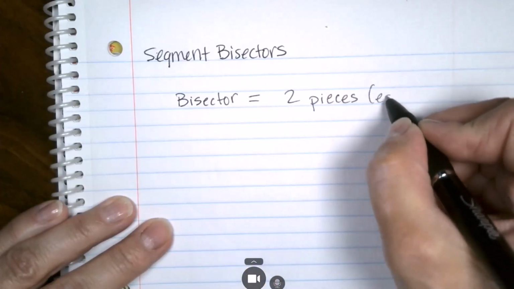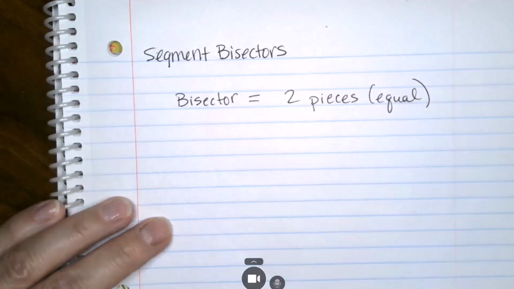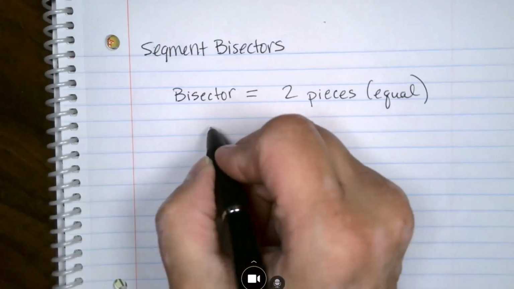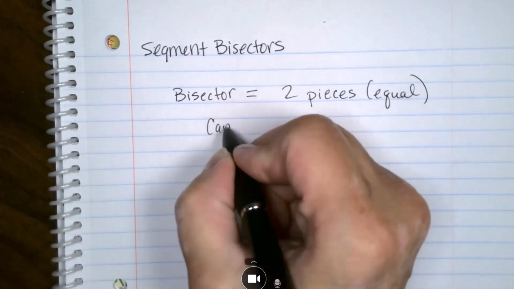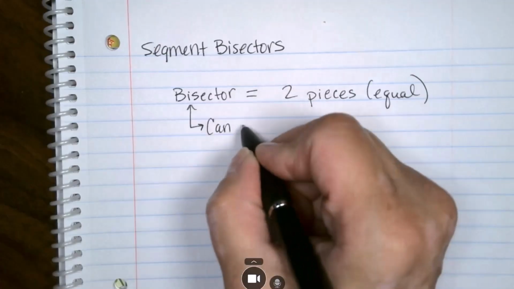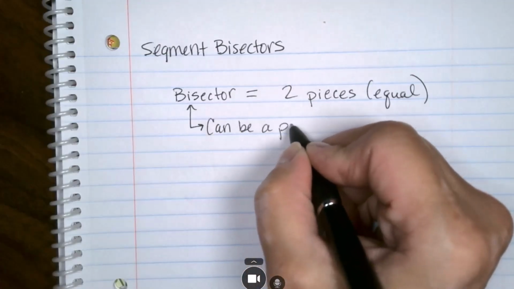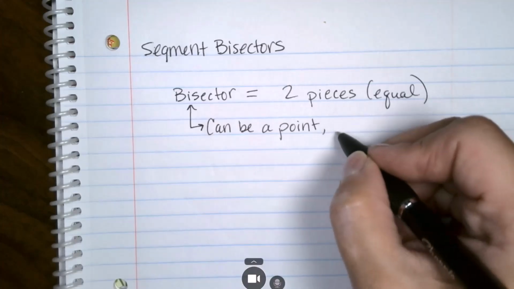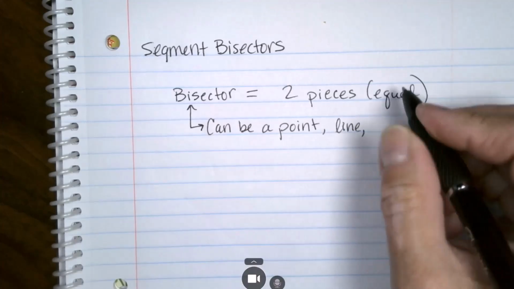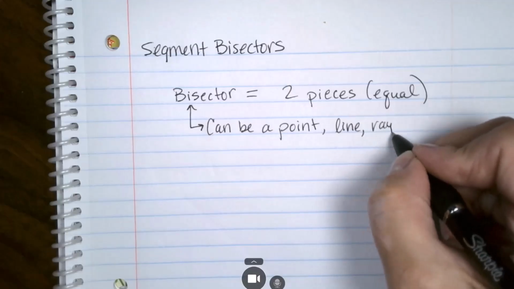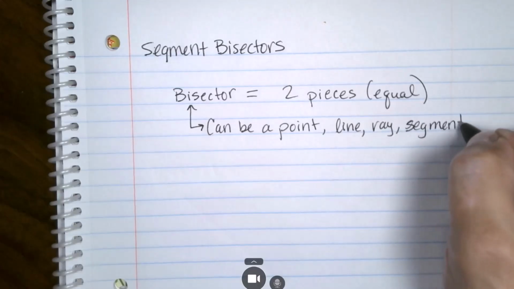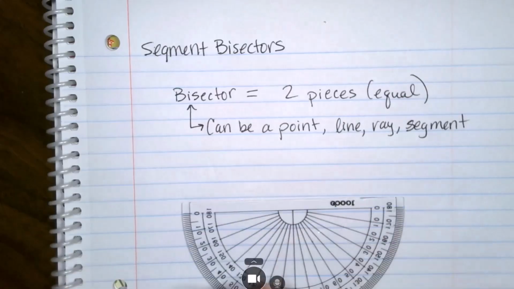But they are equal pieces. Two equal pieces. The bisector is the thing that does that. So it can be a point, it can be a line, it can be a ray, it can be a segment, anything that takes another segment and cuts it in half.